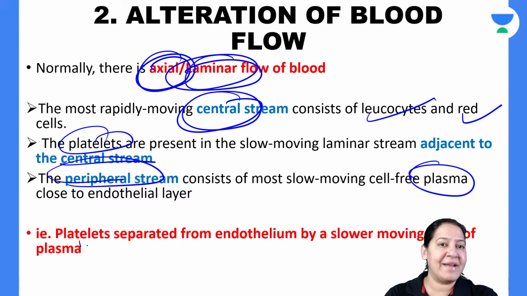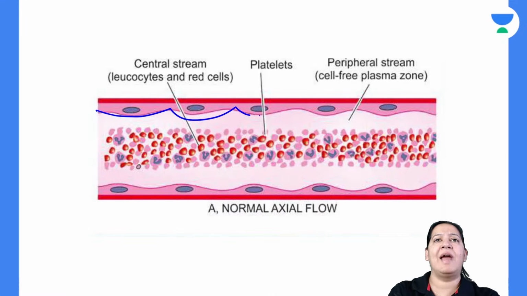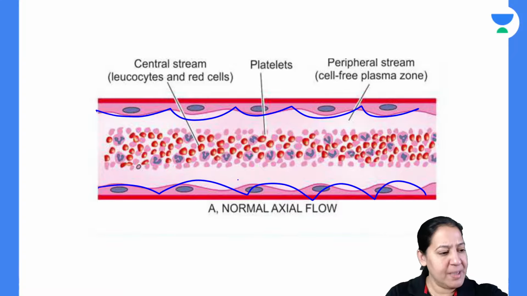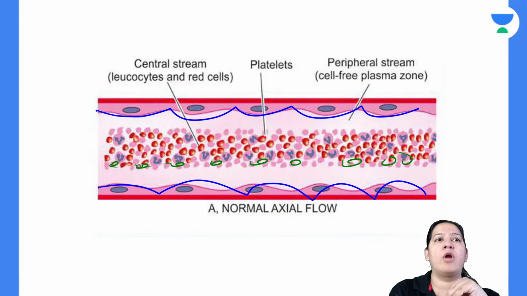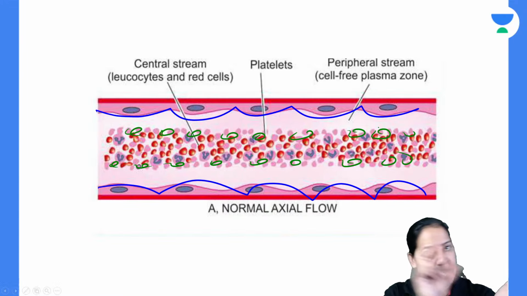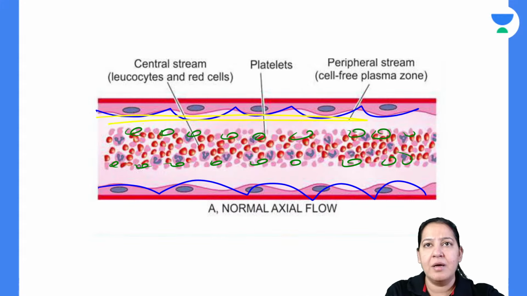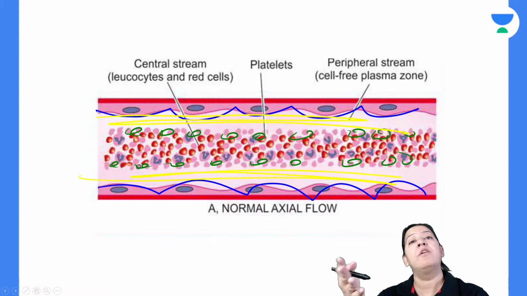So normally platelets are separated from the endothelium by a layer of plasma. Platelets are not in direct contact with the endothelium. See the endothelial lining? This is the endothelial lining. Please appreciate the platelets, they are present here. If a platelet comes in direct contact with the endothelium, there are high chances they will get stuck there and form a clot. But they are separated by clear plasma. Thankfully, God has given us plasma, which separates the platelets from the endothelium.